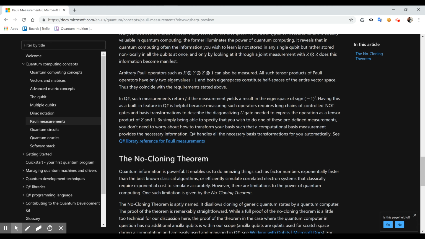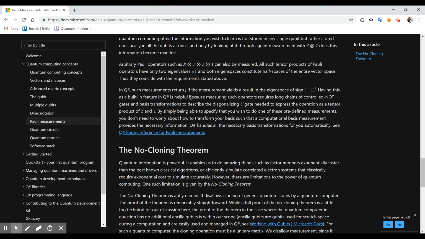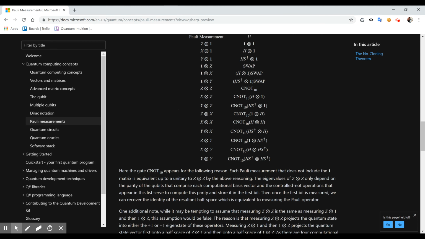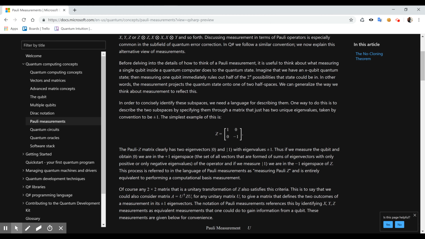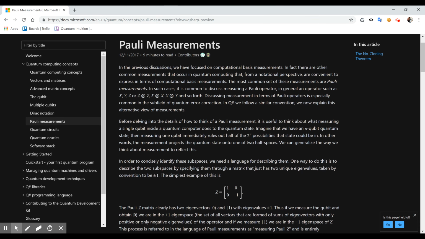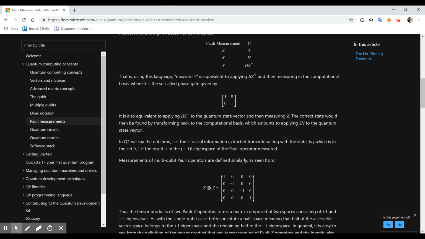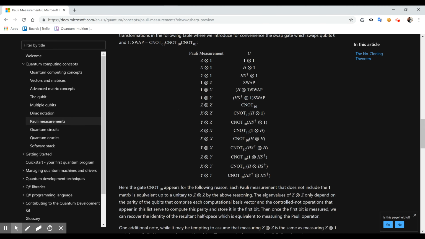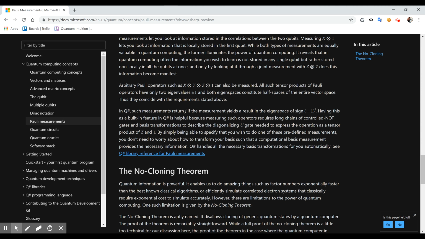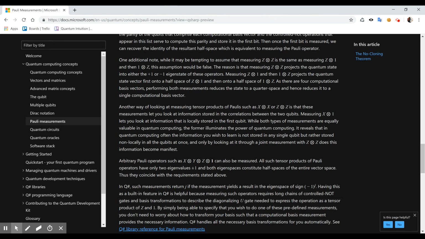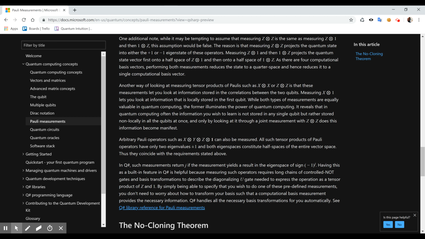In Q-sharp, such measurements return J if the measurement yields a result in the eigenspace of sign -1 to the power of J. Having this as a built-in feature in Q-sharp is helpful because measuring... Okay, so it's the first time that we talked about Q-sharp actually. But the whole thing here seems so far useless, to me at least, to my intuition. It is my opinion.